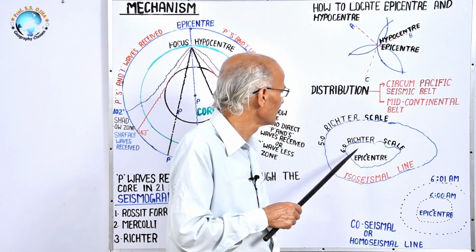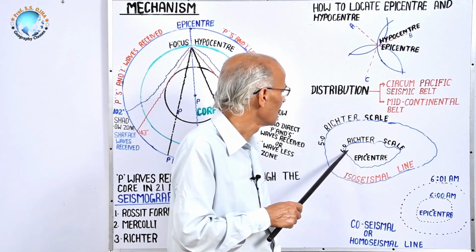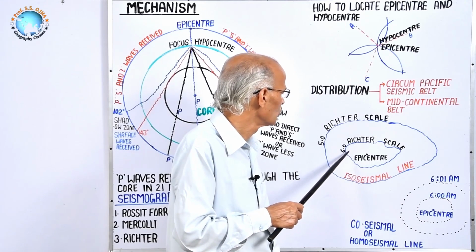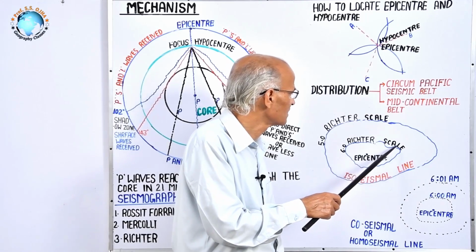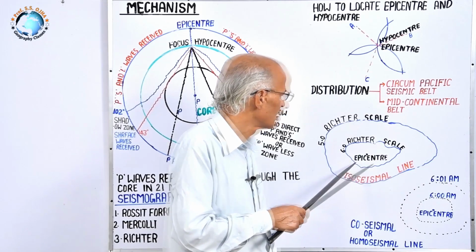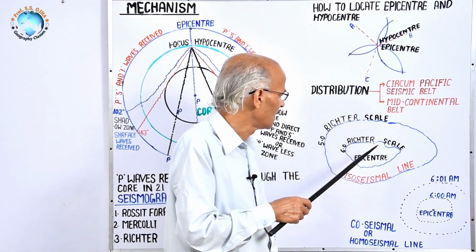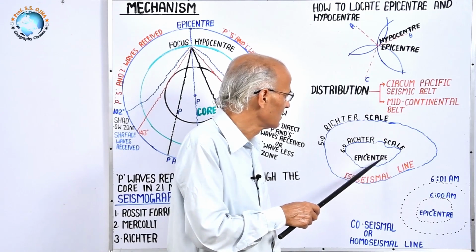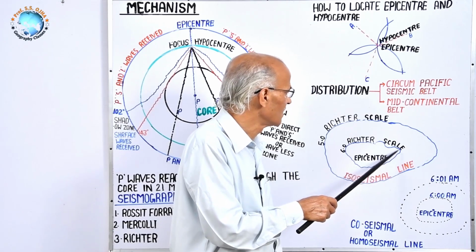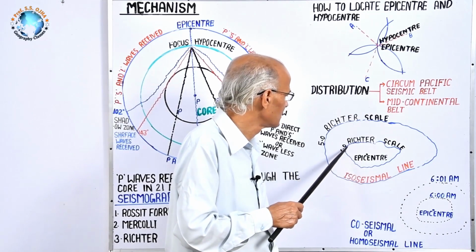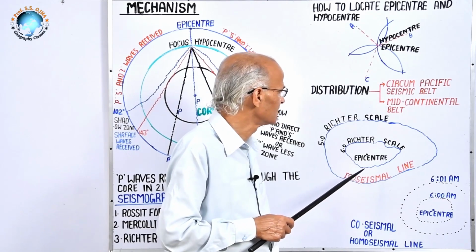of seismic wave was 6 on Richter scale. So, this is 6 Richter scale isoseismal line. You can simply define isoseismal line as a line joining the places having the same 6 Richter scale intensity.